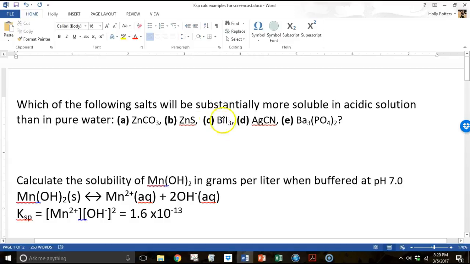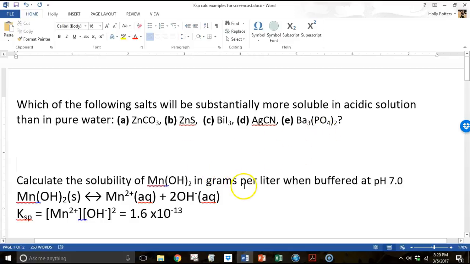That's strong, so this we would not expect to improve solubility in low pH. The cyanide ion, again, we can associate with the weak acid HCN, so that should be more soluble in a lower pH solution. And then phosphate, we can trace back to the phosphoric acid, and that also would then have a greater solubility in a lower pH.